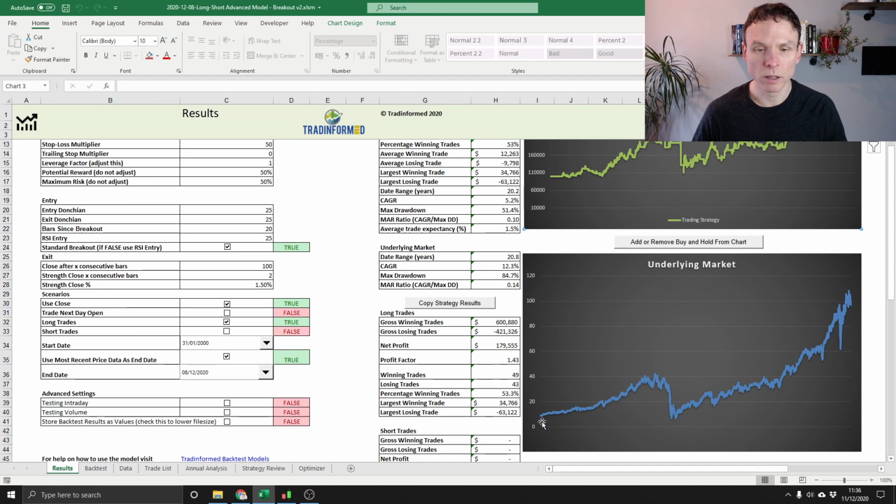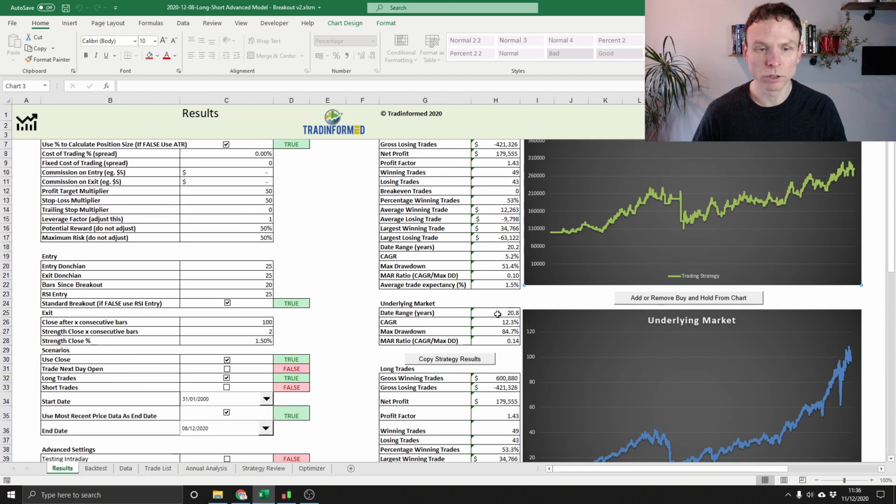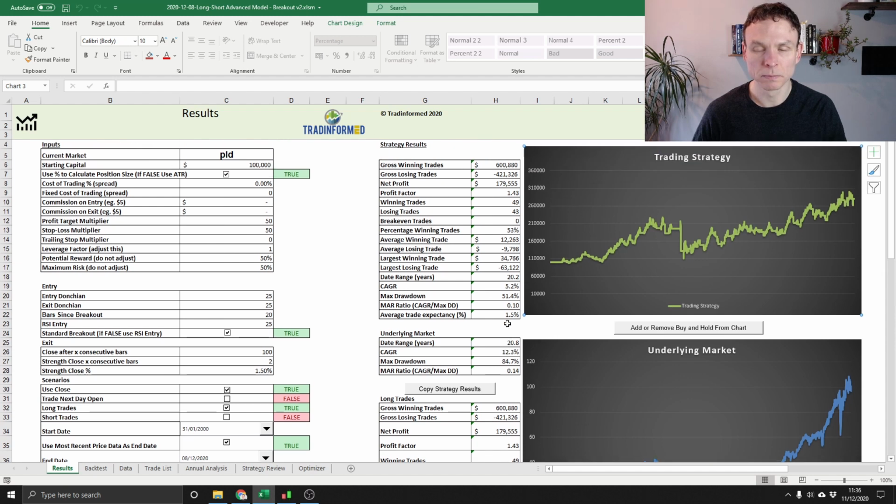Right, so Prologis performed extremely well, really. Annualized growth rate of 12%. It may be not the most glamorous of industries either, so very, very good. This is what we got for the Berkshire.